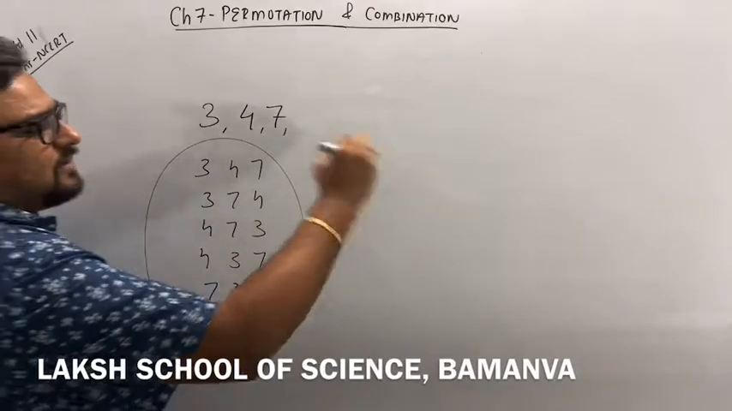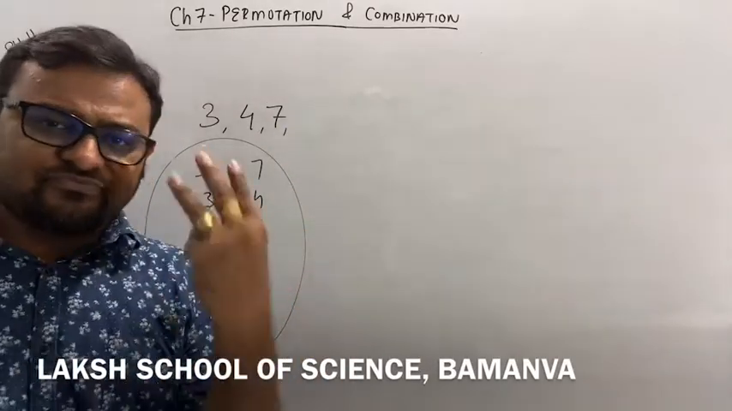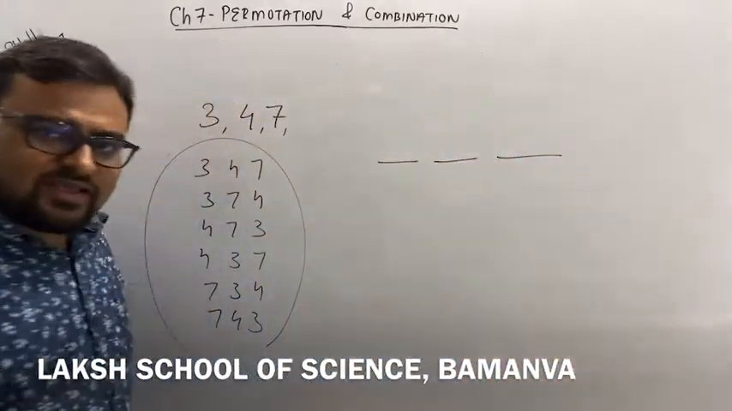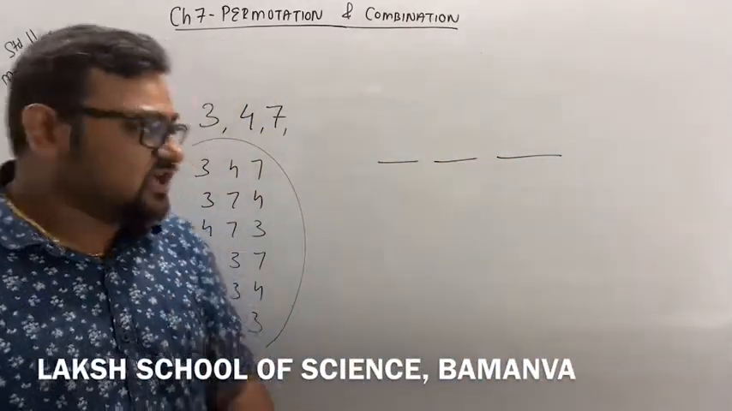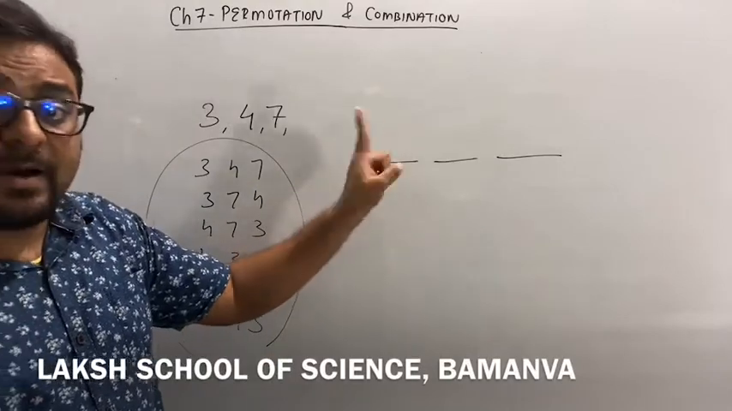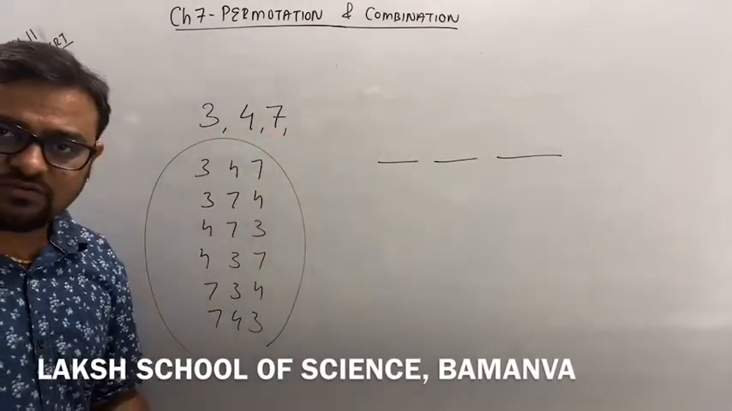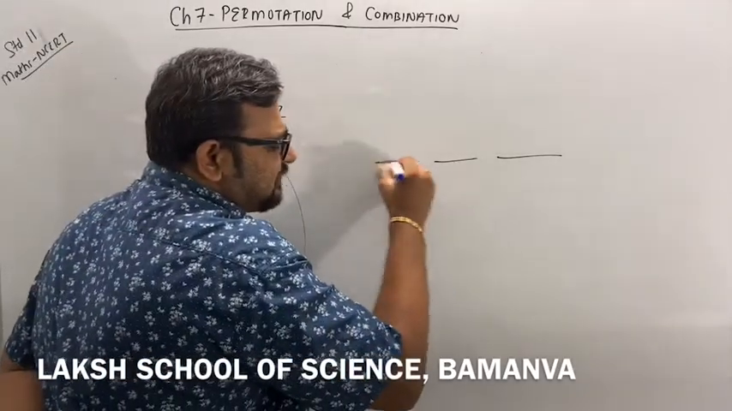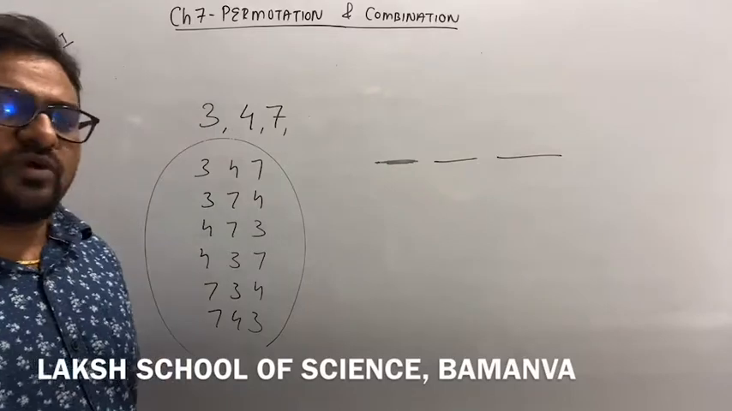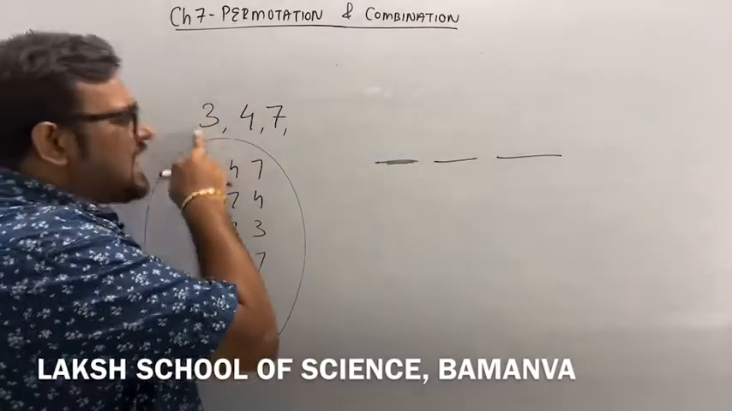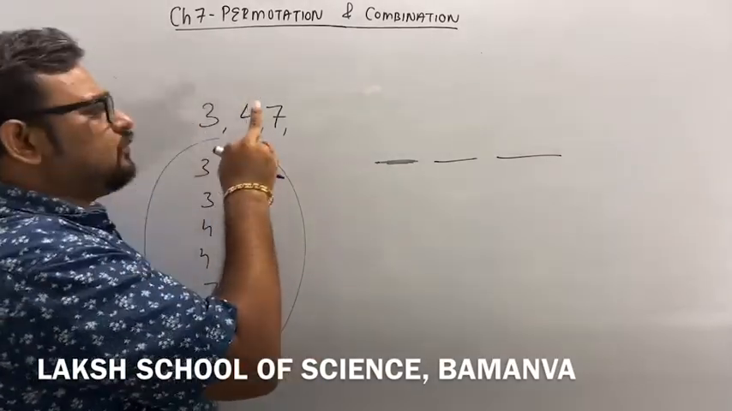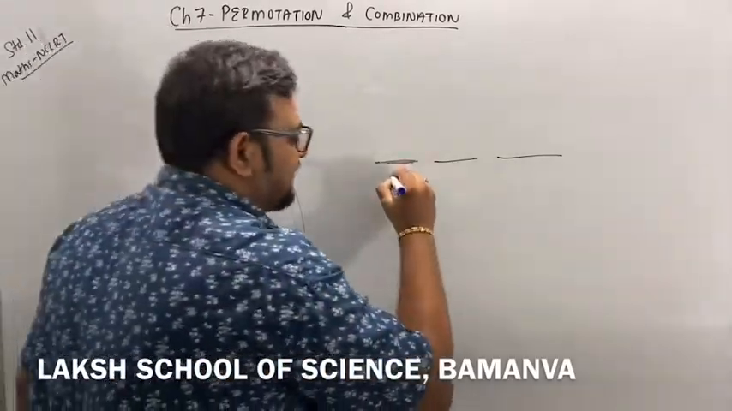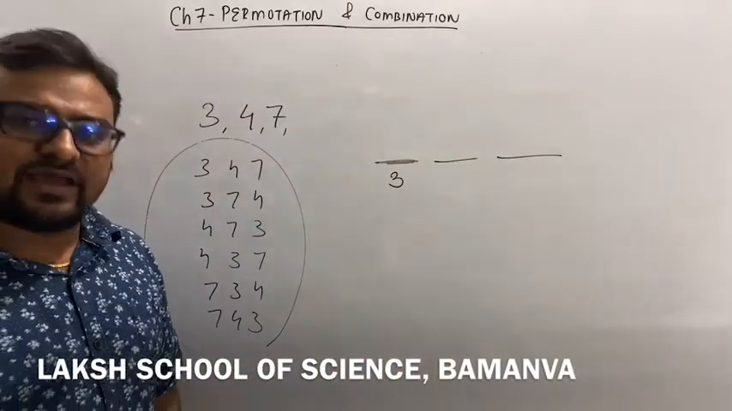For this, how many digits do I have to form? Three digits. One, two, three. Is there any condition? Yes, you cannot place zero here. But we are not having zero. We are having 3, 4, and 7. So when I start with this place, how many options do I have? I can put either 3, 4, or 7. So I have 3 options.